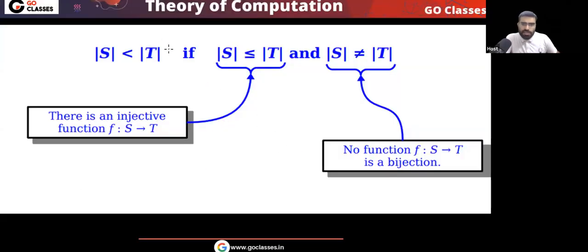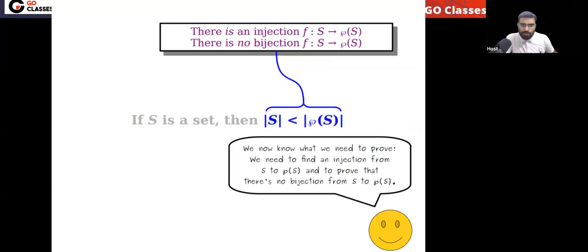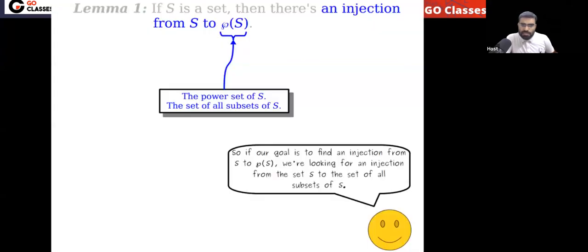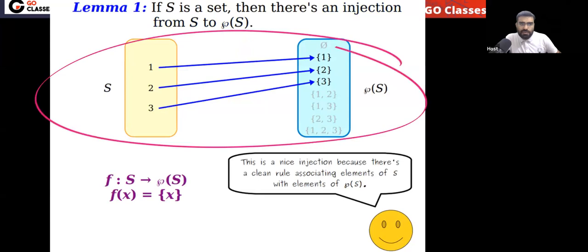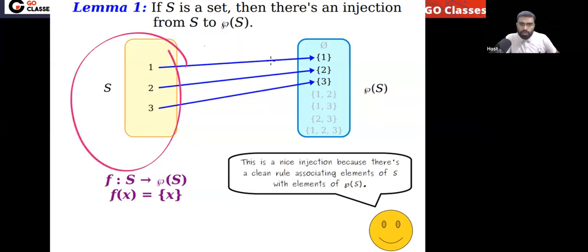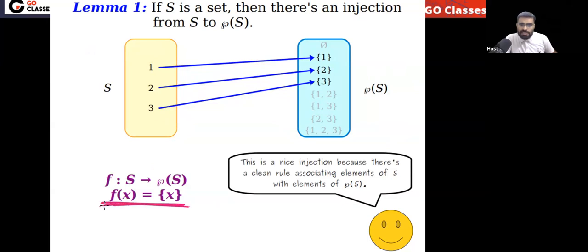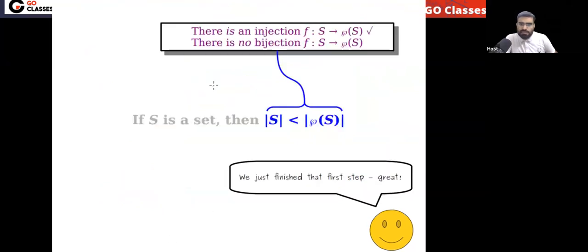Now, what is the second thing we need to prove? Now we need to prove there is no bijection between S and PS. We have already proved that there is an injection from S to PS. This is the injection we have given: f(x) equals the set containing x. So the first step is done. This step is a tick mark.